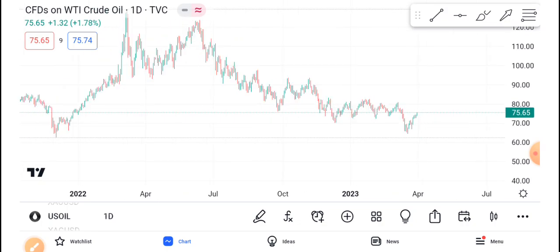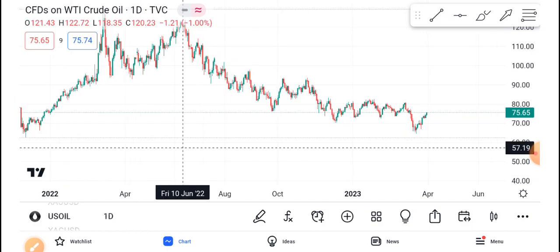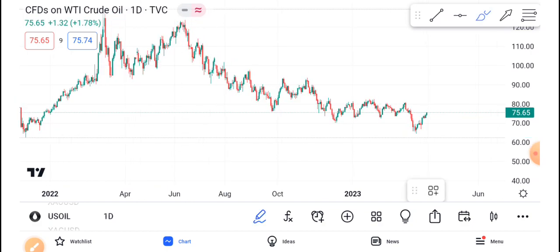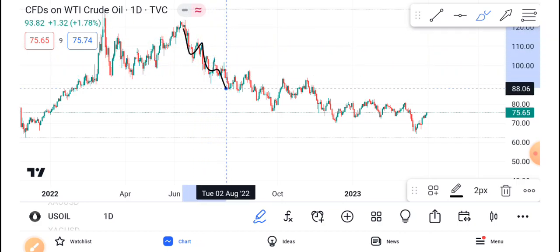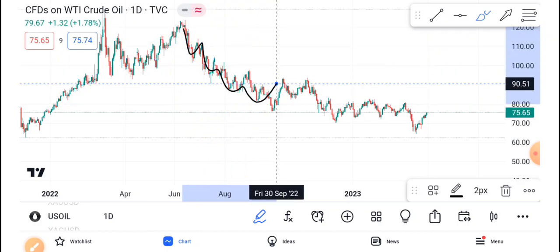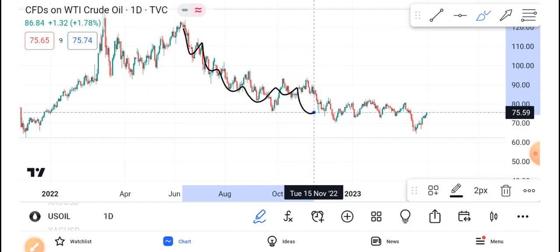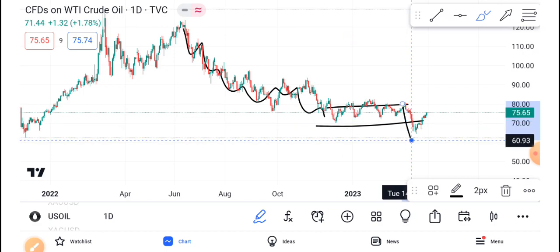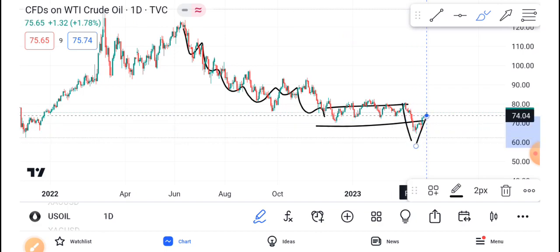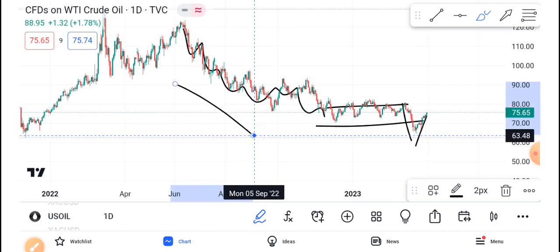So in daily, what I can see here is that price is continuously making lower highs and lower lows. So price is falling, falling, falling, again falling more, then it consolidated here, again came down, and now it is starting to rise. So basically price is making lower highs and lower lows. That means price is in a downtrend.